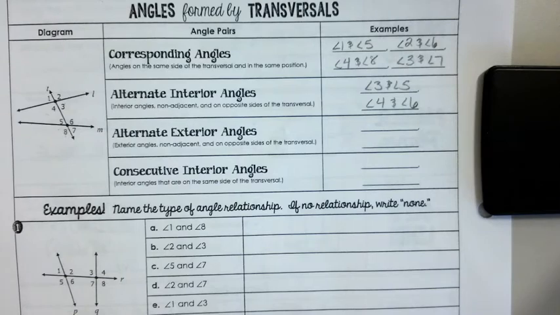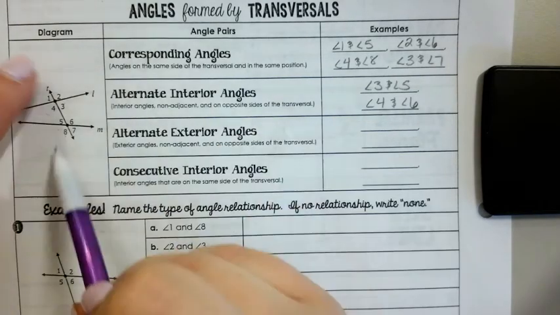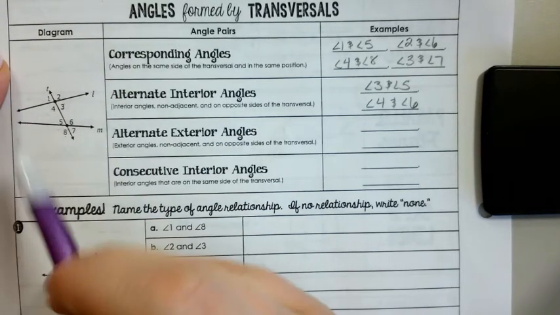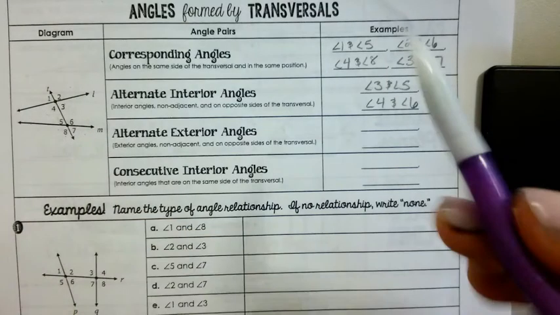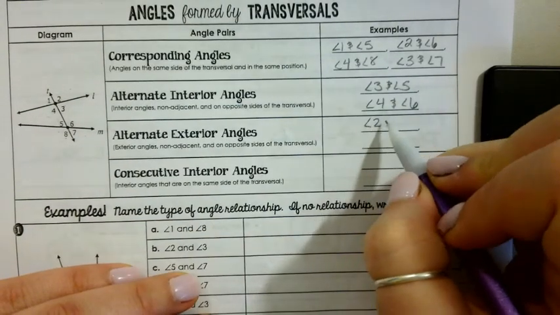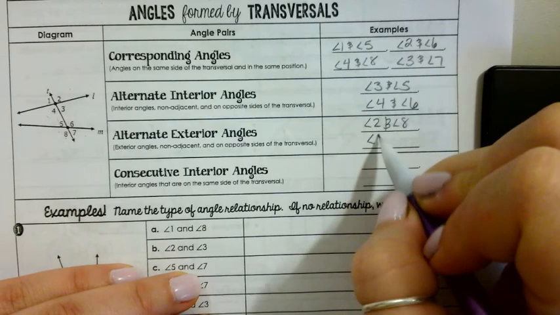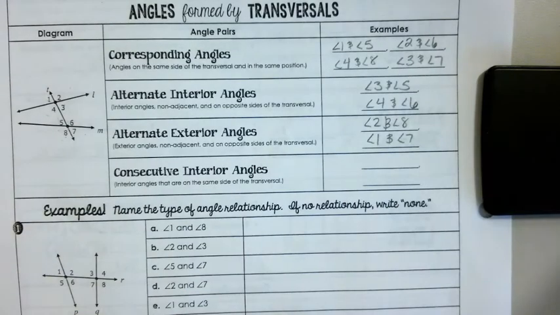Just like alternate interior, alternate exterior is going to be on the outside. So the outside angles are 1, 2, 8, and 7. Again, they're going to be opposite. So we have angle 2 and angle 8, angle 1 and angle 7.